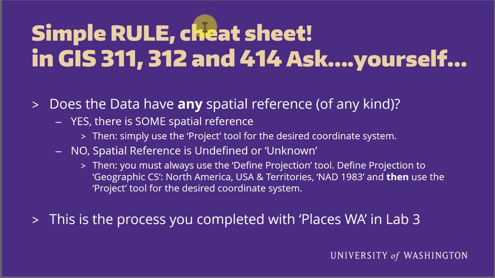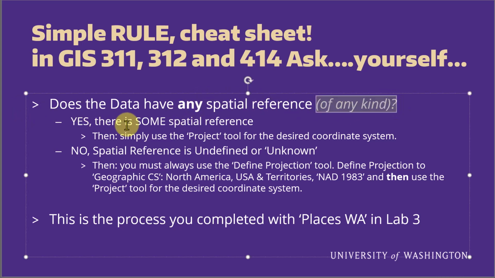I've created a simple little cheat sheet. It's the same as the previous slide, but it's written more like a flow chart or something you could follow. Does the data have any spatial reference of any kind? Yes, there is some spatial reference. Then you simply use the project tool for the desired coordinate system. And that could be geographic or projected, either way. You can use the project tool in this instance for geographic or projected. 99 times out of 100, you'll use a projected. But they're both called coordinate systems, so that's why I just specified coordinate system.